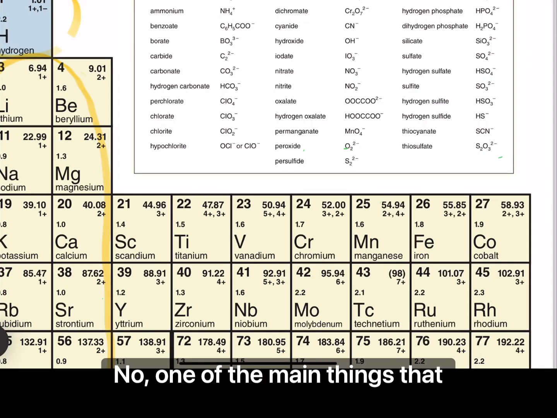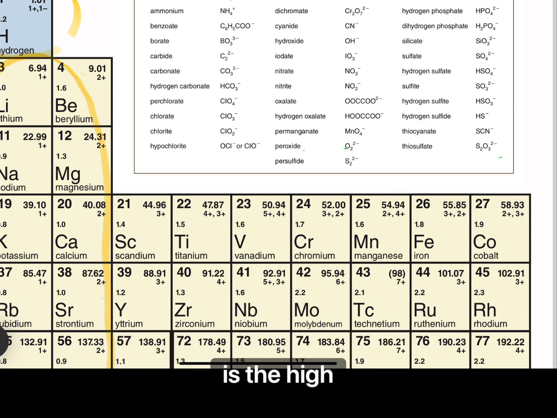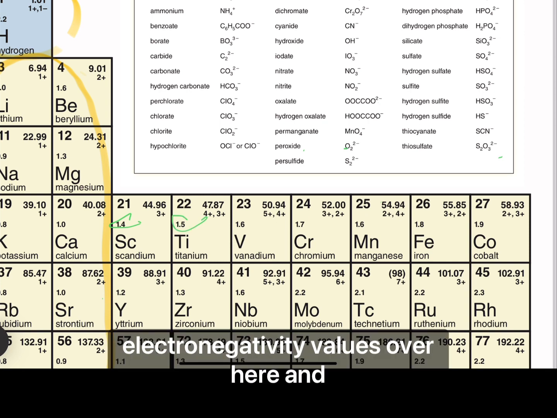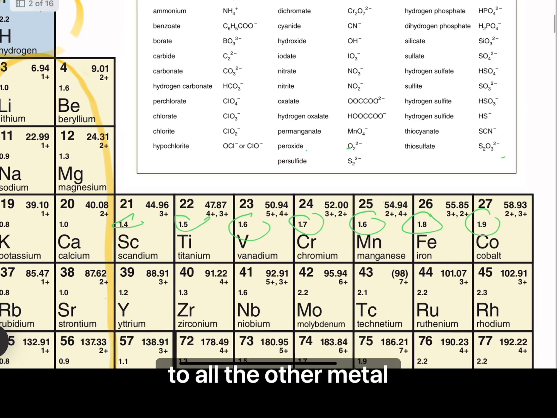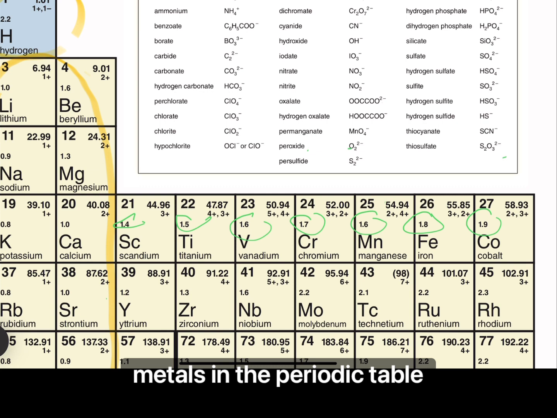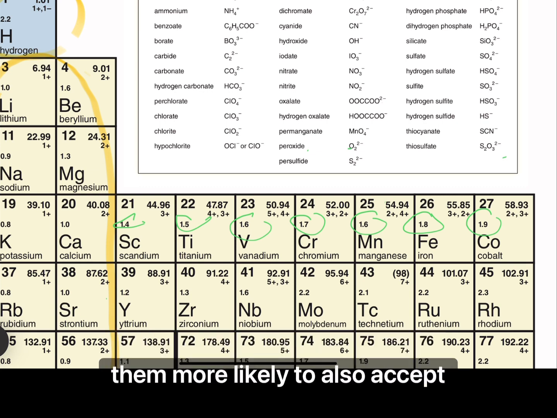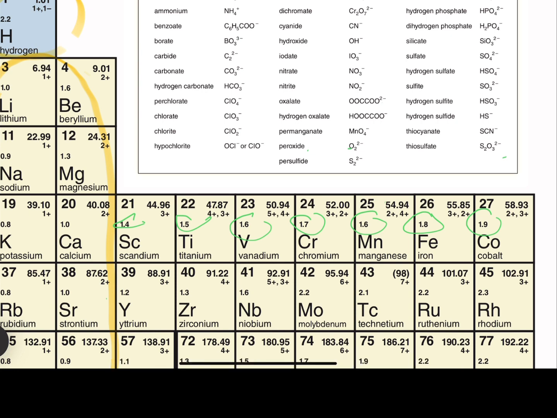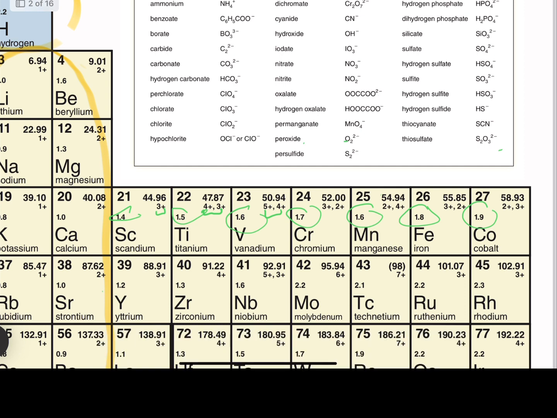Now, one of the main things that distinguishes the transition metals from the highly reactive metals on the left side of the table is the high electronegativity values over here. And of course, when we say high, it's relative to all the other metals in the periodic table. And so what that does is the high electronegativity makes them more likely to also accept electrons. And so because of that, their charges, based on the ions that they form, can vary.